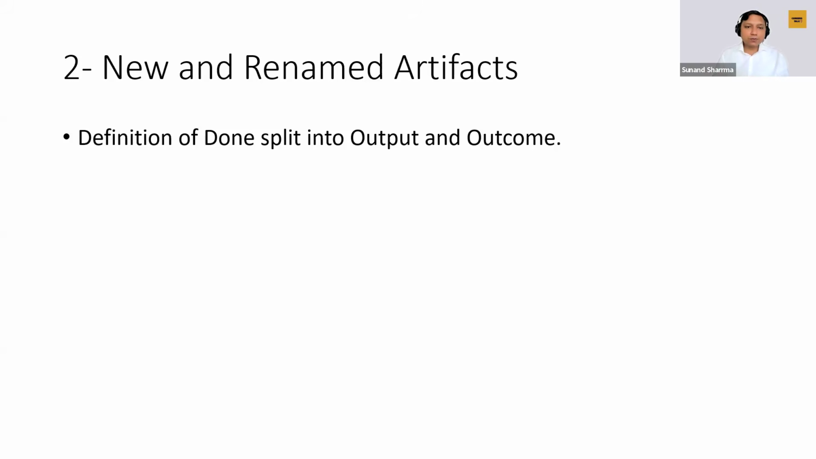It also introduced new terms like outcome criteria and acceptance criteria to make backlog items more meaningful. And it defines product as a formal artifact with its own commitment and not just a vague concept. So that's the second major difference.